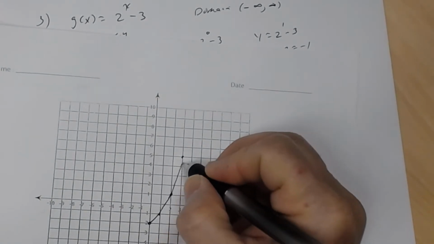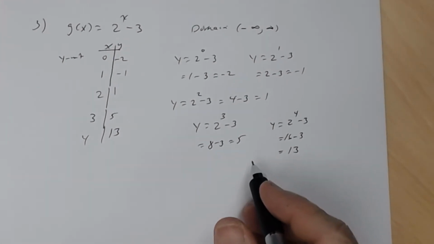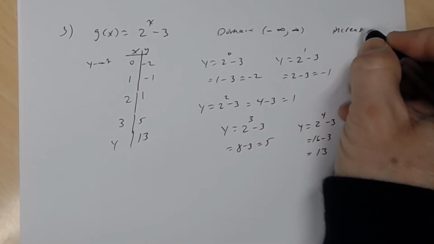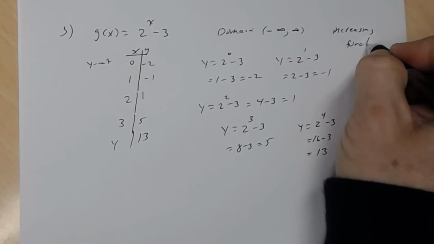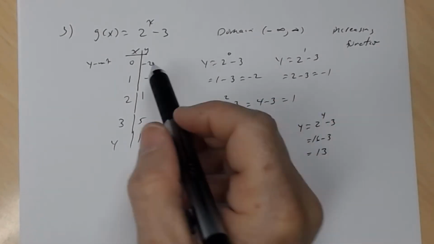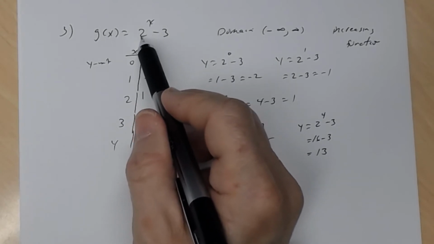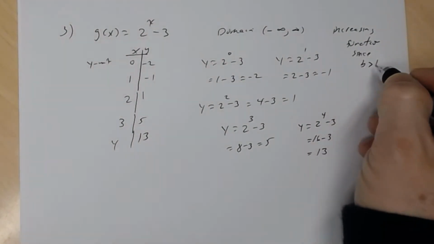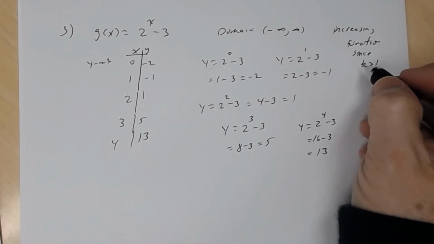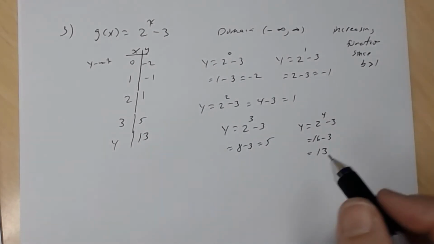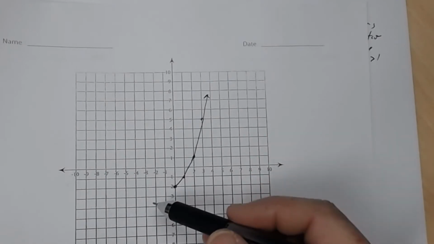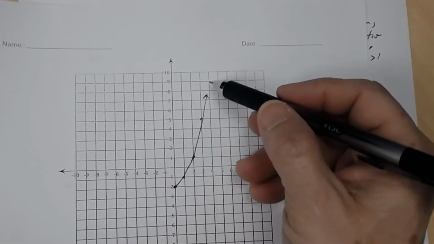Just like before, you also know that this is going to be increasing. So this will be an increasing function since the base is greater than 1, since b is greater than 1. Now, notice that on this side your y values are rising rapidly.